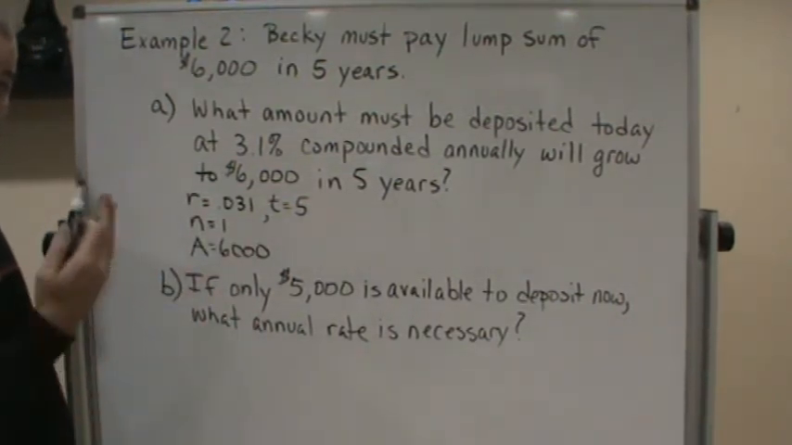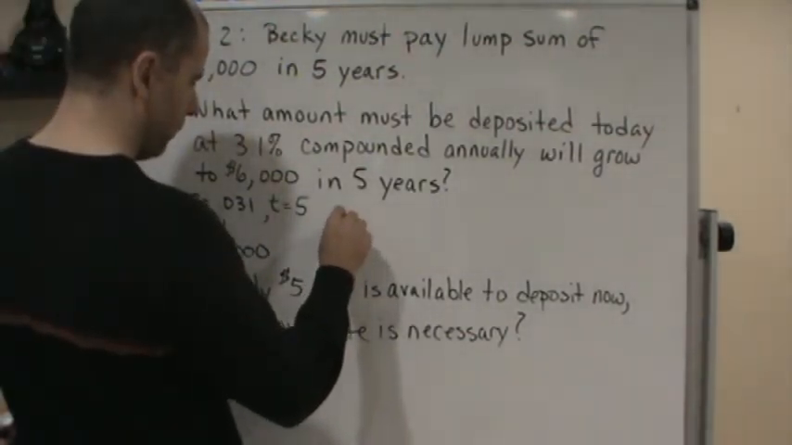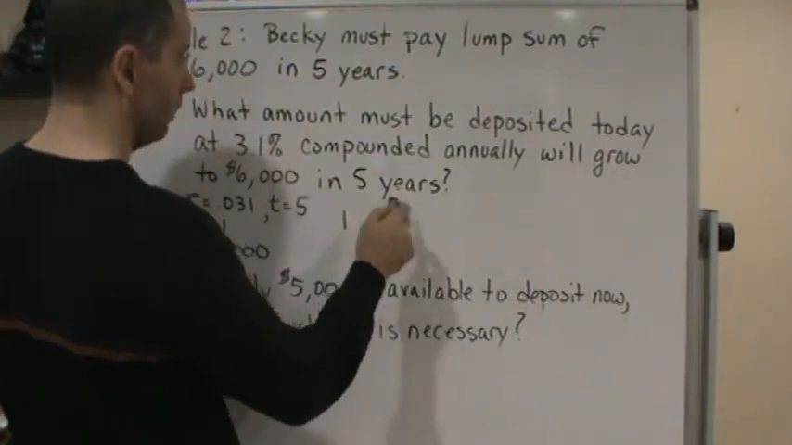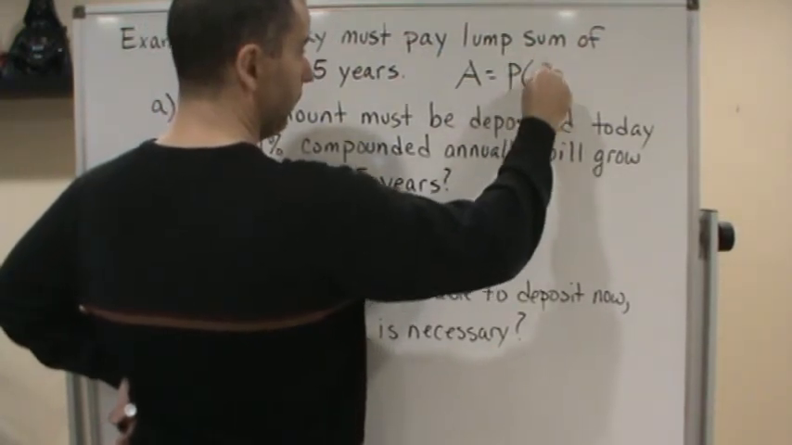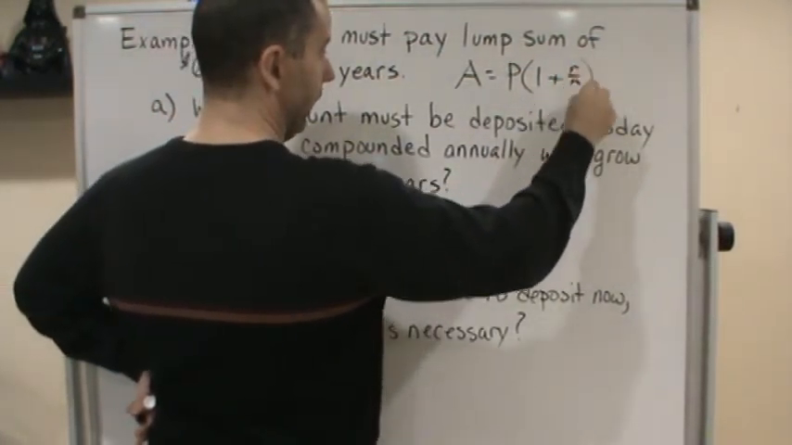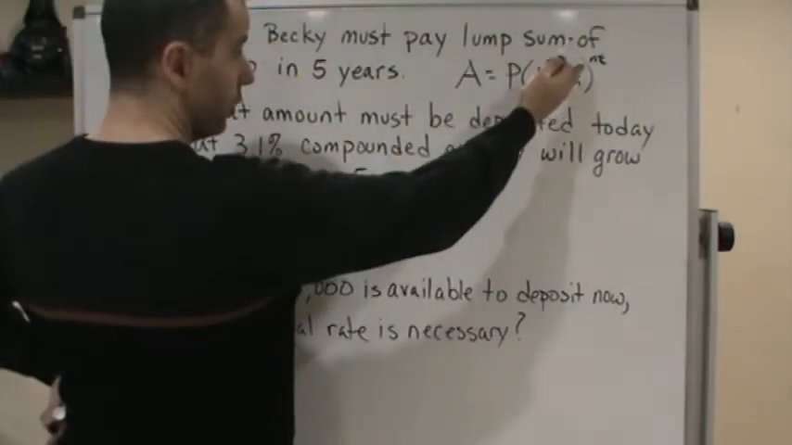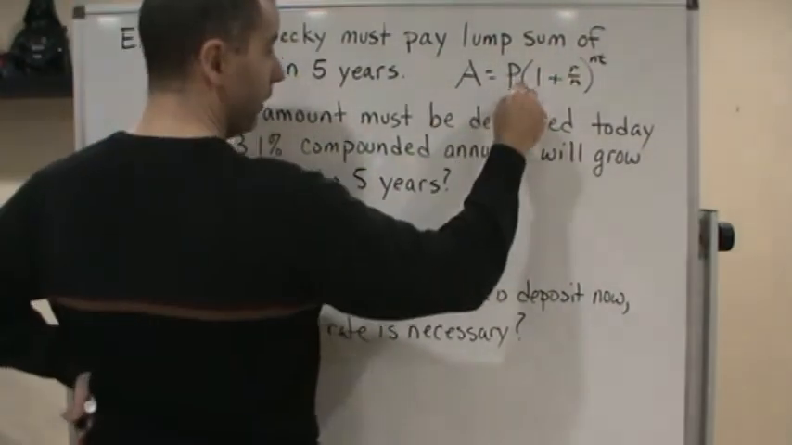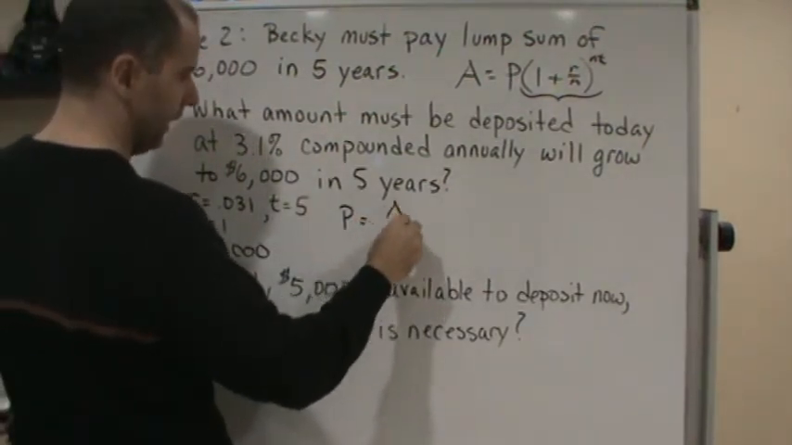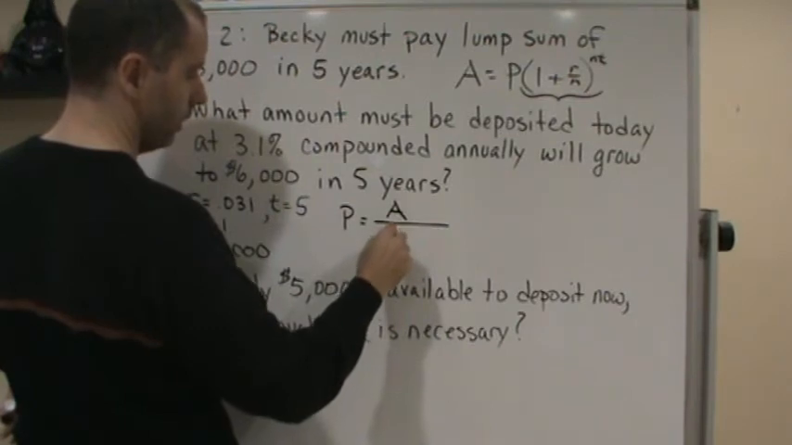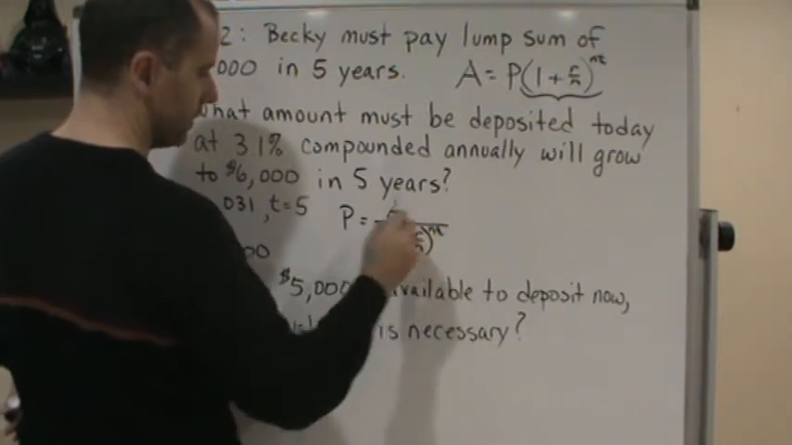And so the thing that we're looking for is P. We need to know how much you need to put in the account today. That's present value. So in this case, we're still using the formula. Remember, the formula we start with is A equals P times (1 plus R over N) to the NT. Now, if we solve for P, all we have to do is divide both sides by this. And so we get P equals A over (1 plus R over N) to the N times T power.